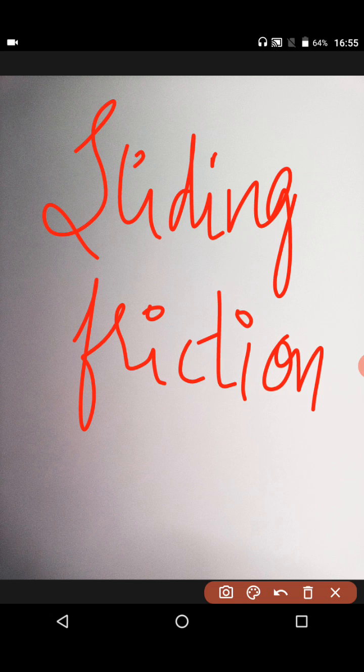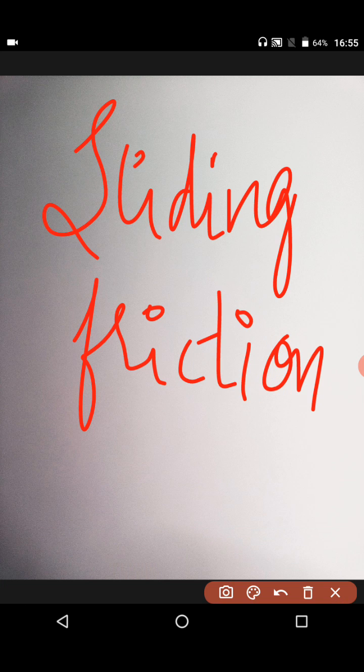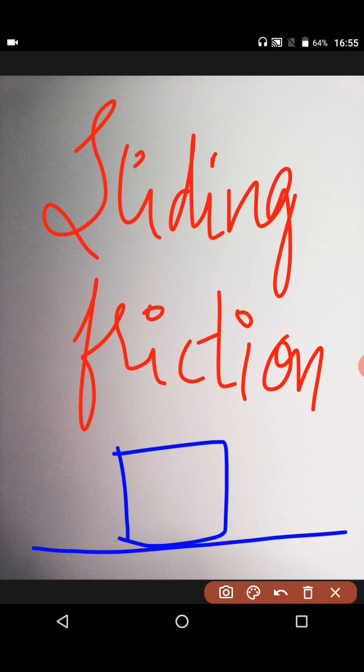Sliding friction is nothing but when you are sliding some object, like sometimes there is one big, heavy box. It is on your floor, some floor. You are asked to push that.